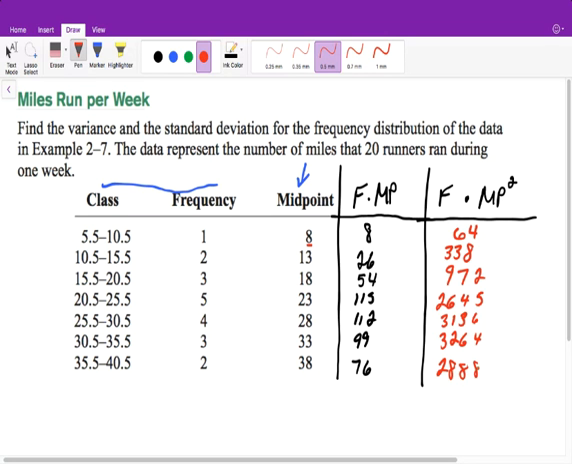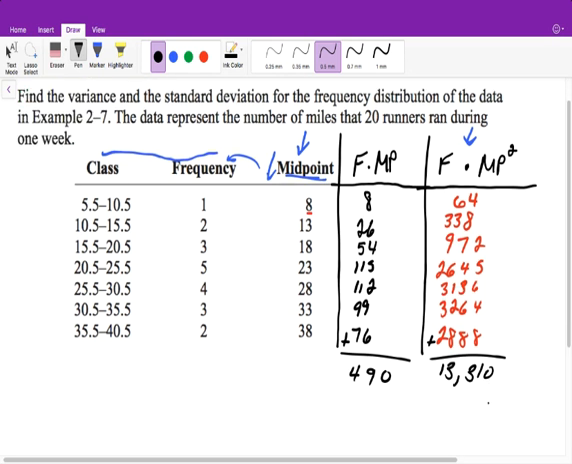It's very similar whether we're finding the mean of our grouped frequency or the standard deviation. The main difference is just this step we did not have to do before: we square our midpoint and then multiply it by our frequency. Then we will add all of these up. These all add up to give me 490. These ones add up to give me 13,310.